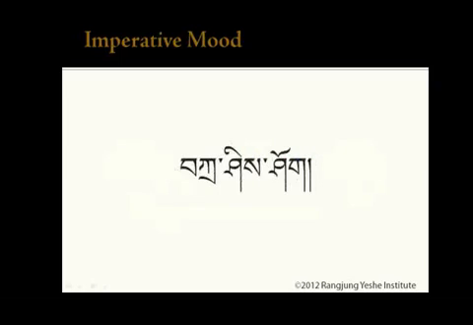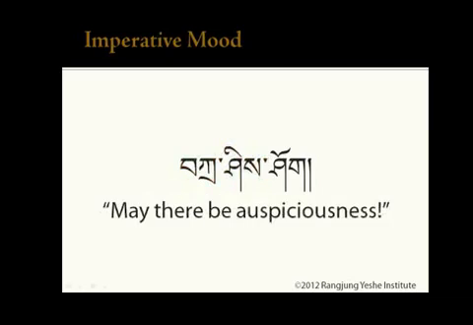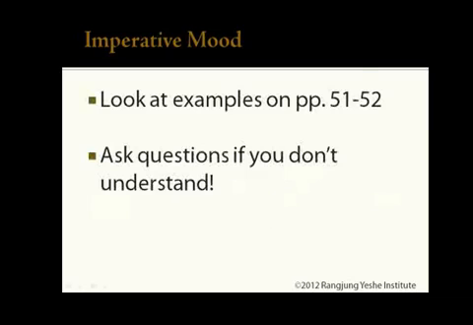We could also say something like Tashi shok. Tashi can be translated as auspiciousness here, so this reads simply, may there be auspiciousness. Look over the examples on pages 51 and 52 of your textbook and make sure that all of this is clear. If not, feel free to ask questions on our discussion board.